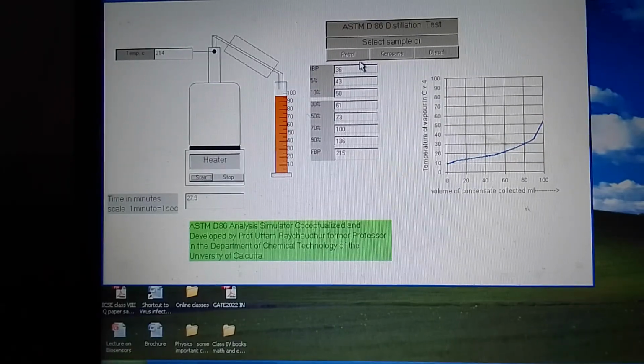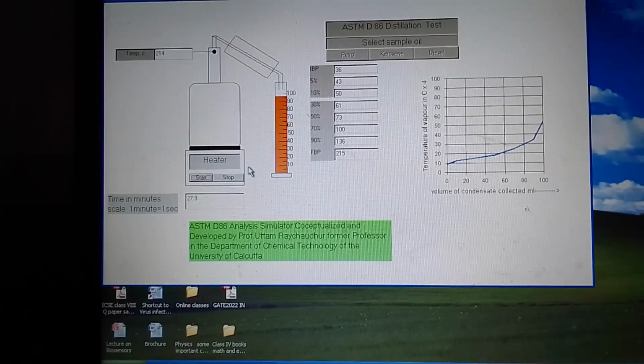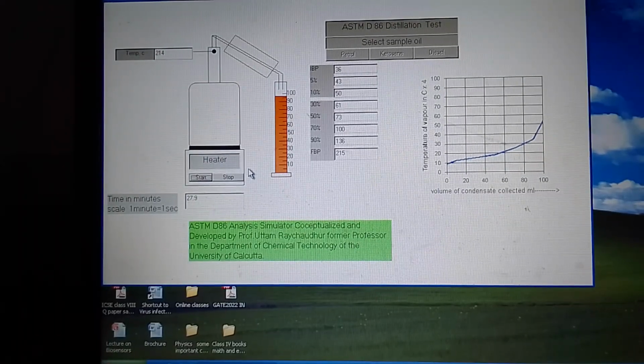This petrol is used in the car. This is the simplest and cheapest method of testing. However, there are other methods, other tests also, for more accurate qualification. And so here you will see this simple batch distillation method for testing.